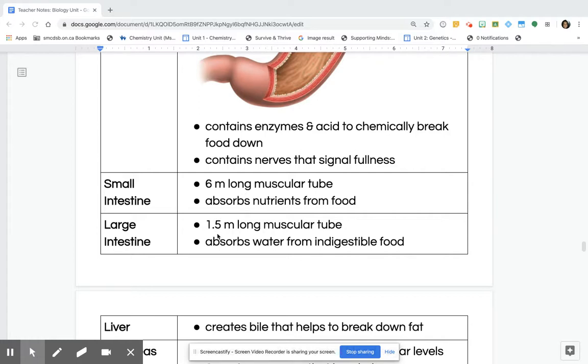So our small intestine will absorb all of our nutrients from our food. And then once that's done, our large intestine, which is actually 1.5 meters long, so it's smaller than our small intestine, is going to absorb water from any indigestible food. Any of the food that's left over at this point in our large intestine is going to be waste. And our large intestine's whole purpose is to take all of that water out of there so that we are hydrated.